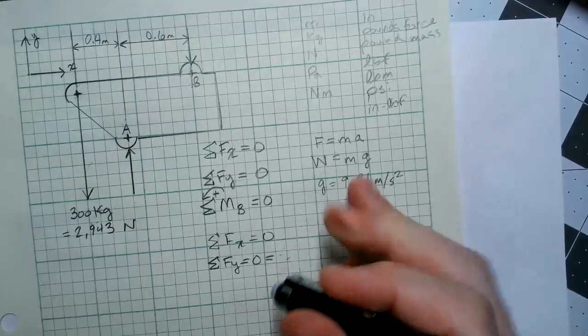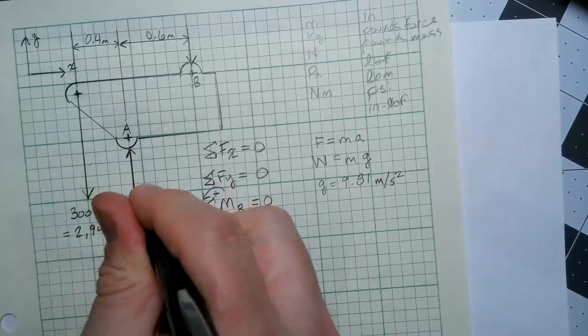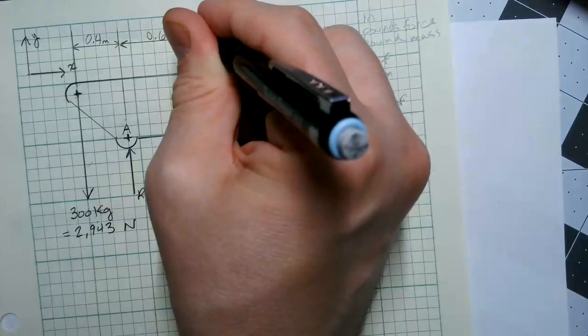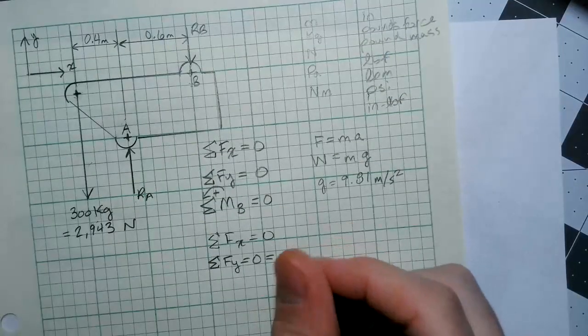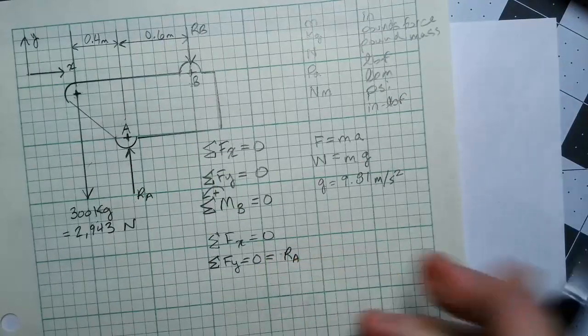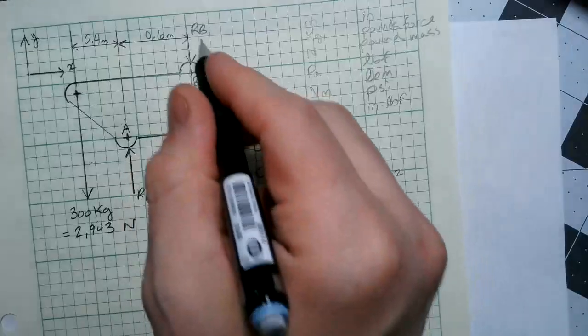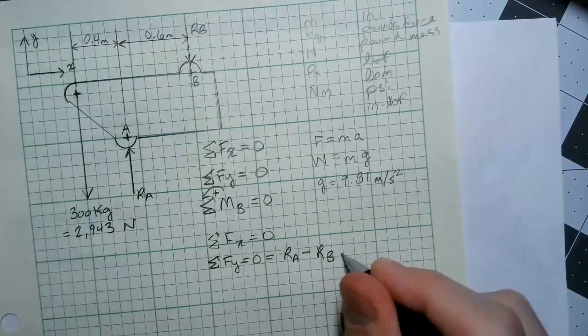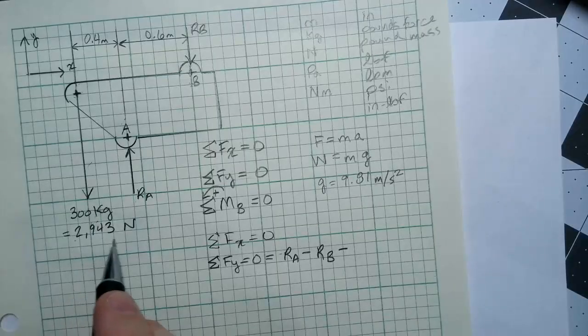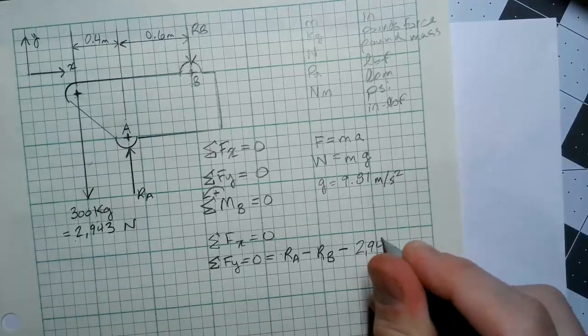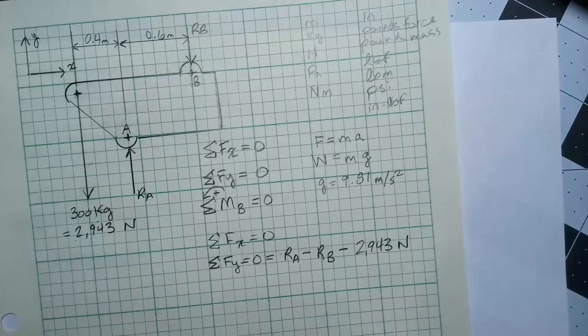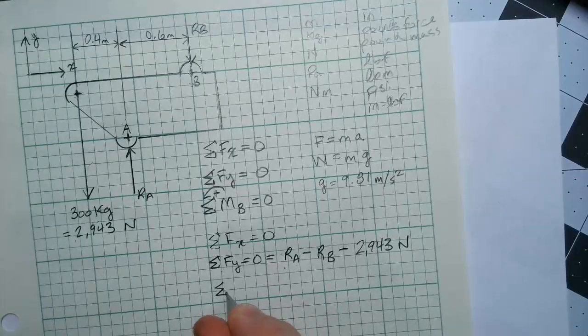If we look, we have a reaction at A, and let's label this RA, and we'll label this one RB, so we know what we're talking about. So we'll say the reaction at A, that's positive, obviously. And then from that, we have to subtract the reaction at B, because that's going down. And we also have to subtract the 2,943 newtons. Okay, so far we've got one equation with two unknowns. We can't solve that, so you have to keep going. Let's go on to our moment equation.